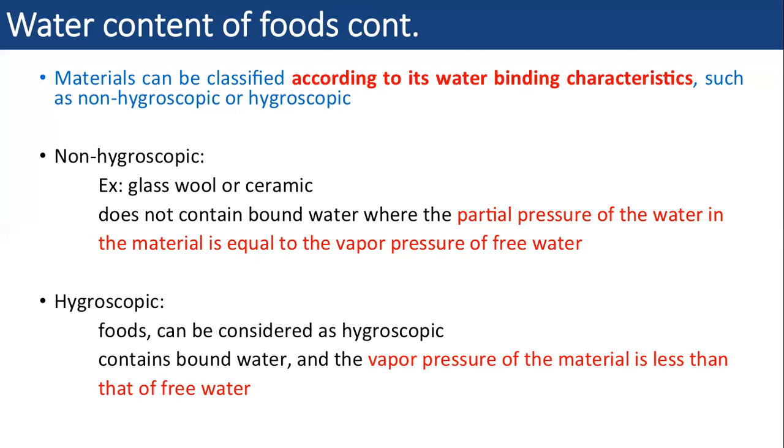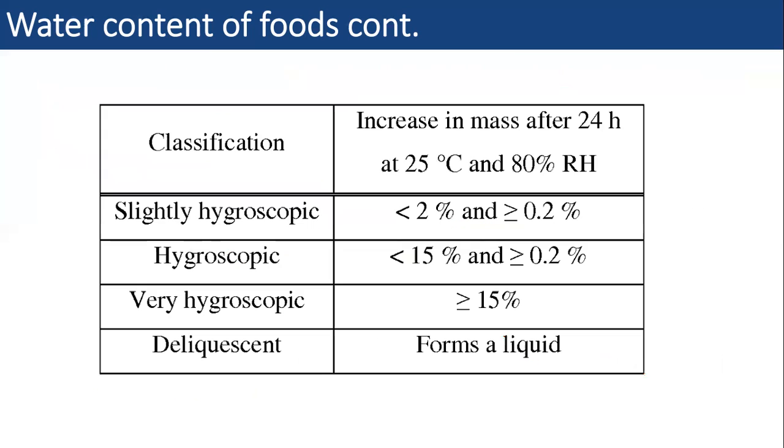Non-hygroscopic means maybe a watermelon, or maybe a mango. So it will not absorb water. But when we reduce the water, if it is a dehydrated mango, then it will absorb water. Then we consider it as a hygroscopic food. But raw mango is not hygroscopic. We call it non-hygroscopic. So that's the difference between these two terms.